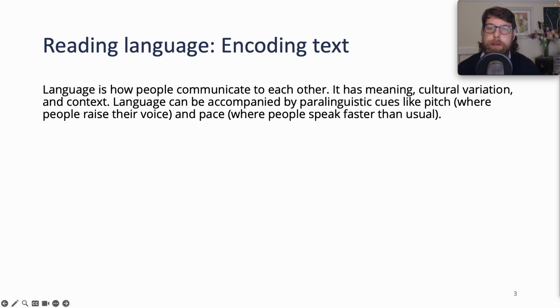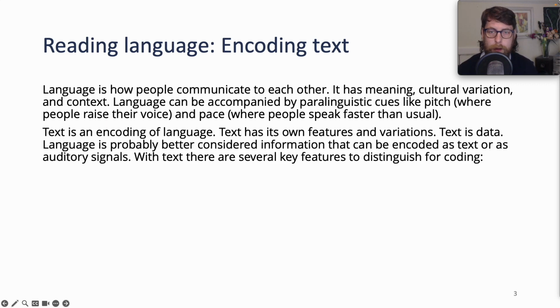To begin, it's worth thinking about the difference between language and text. Language is how people communicate with each other. Language has meaning, it has cultural variation and context. Language can be accompanied by paralinguistic cues like pitch, where people raise their voice, and pace, where people speak faster than usual or slower than usual, potentially as ways to dramatize or provide emphasis.